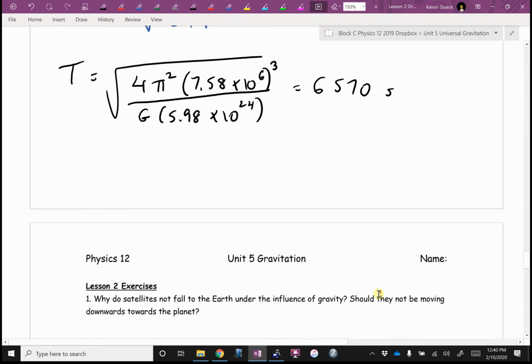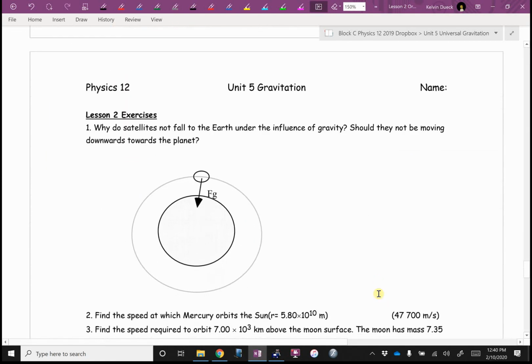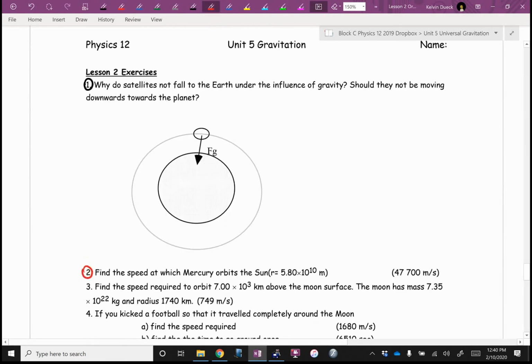What's your homework? Number 1 is good. Number 2 is good. Mr. Dewick, you want me to find the speed at which Mercury orbits the sun? Yeah. You didn't give me the mass of Mercury. No, I did not. You didn't give me the mass of the sun on your sheet. And I did give you the orbital radius.